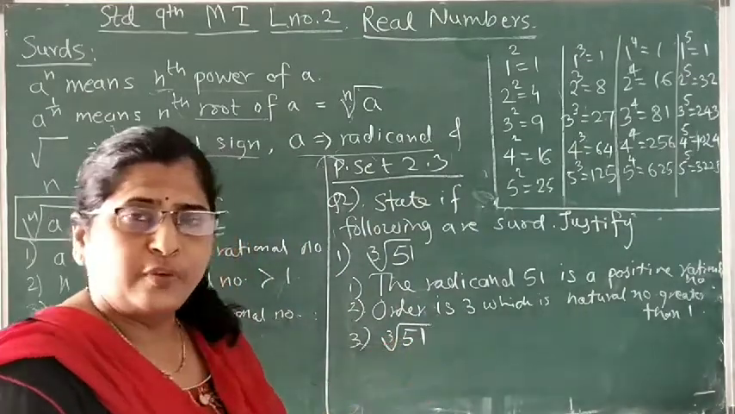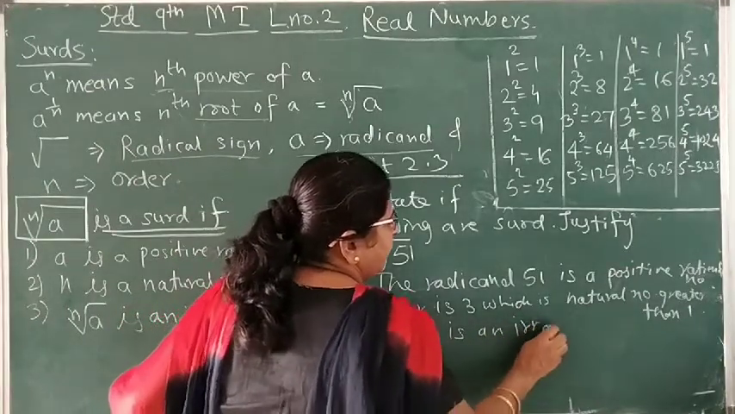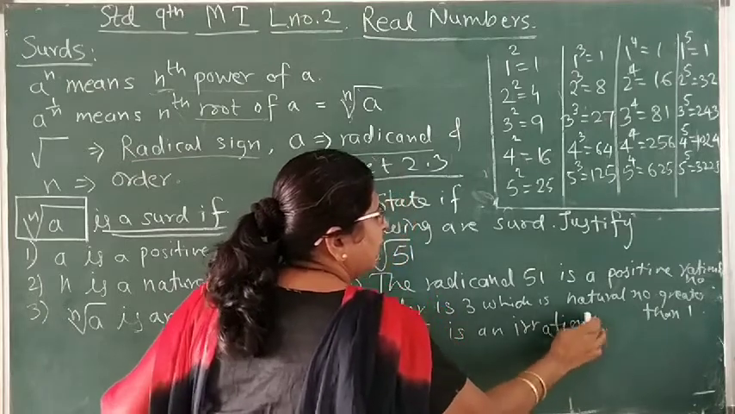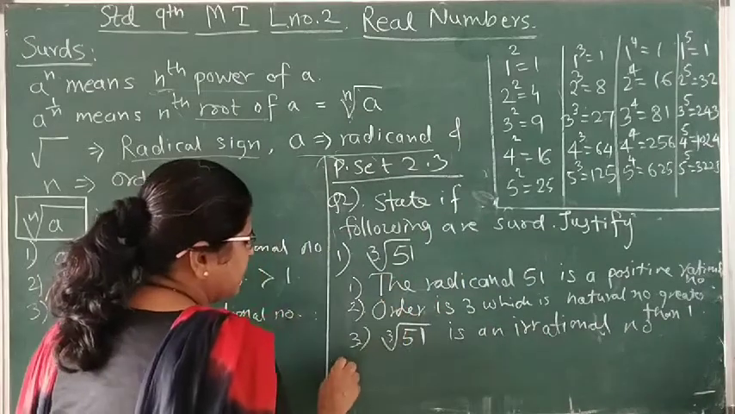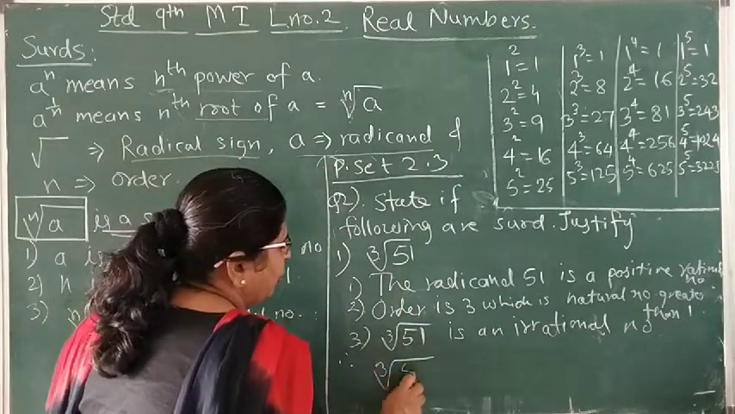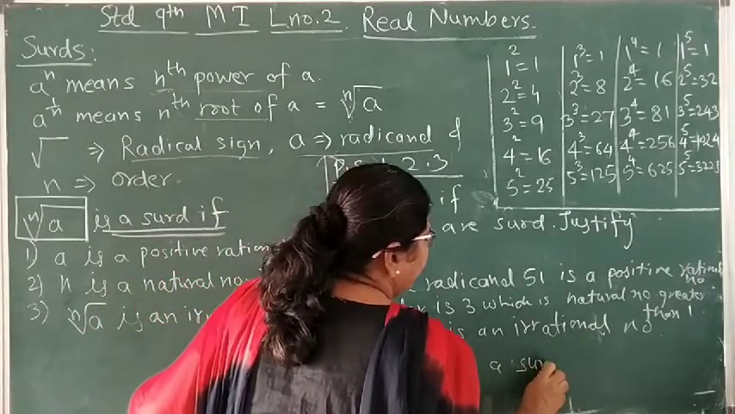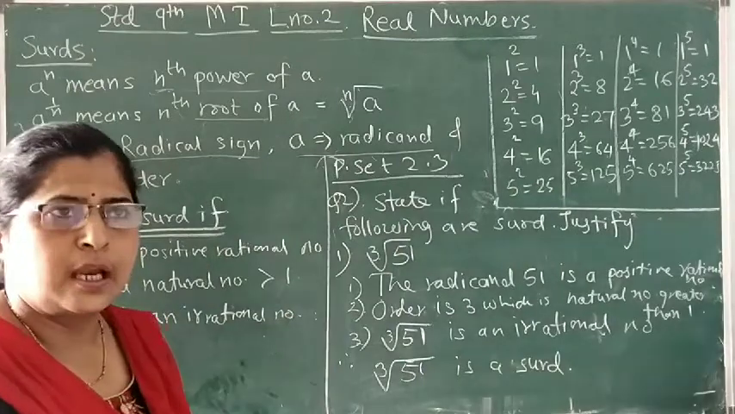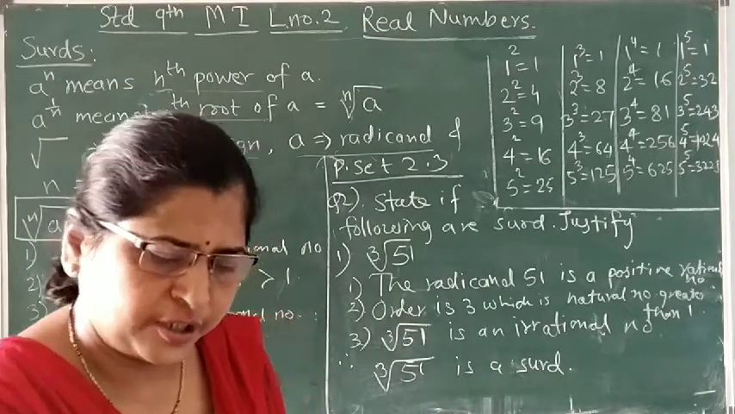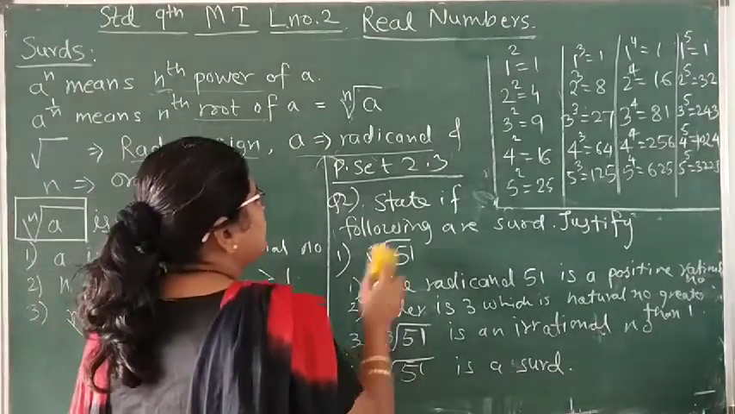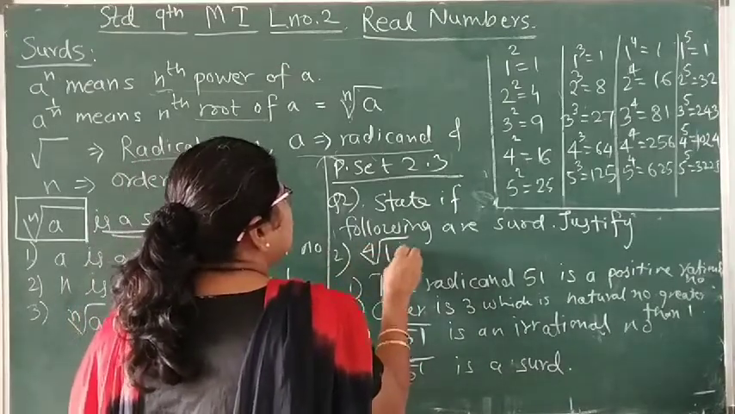Therefore, this cube root of 51 is not a rational number and it is an irrational number. So here you need to think whether it is a rational or irrational number. And as all these are satisfied, therefore we can say cube root of 51 is a surd. Like this you have to answer and you have to justify. We will take one more example and then we will finish it. Now the second example, a second question from this is 4th root of 16.